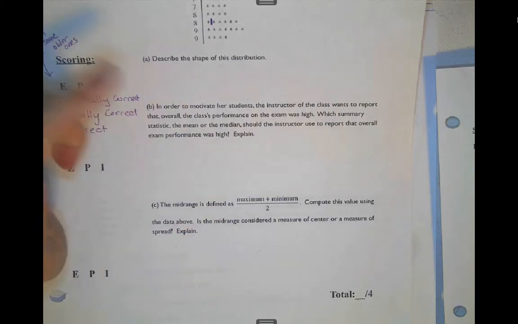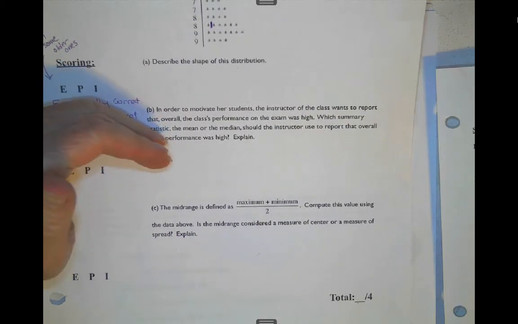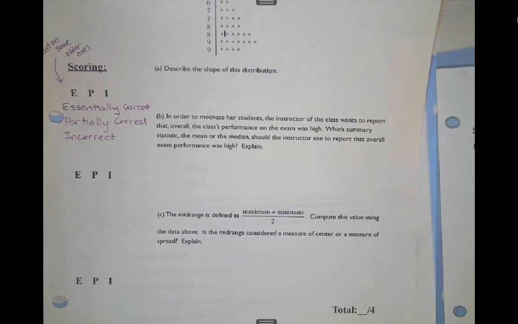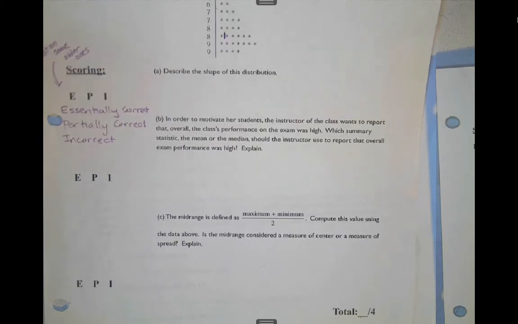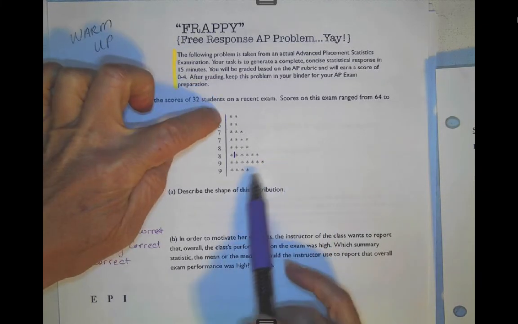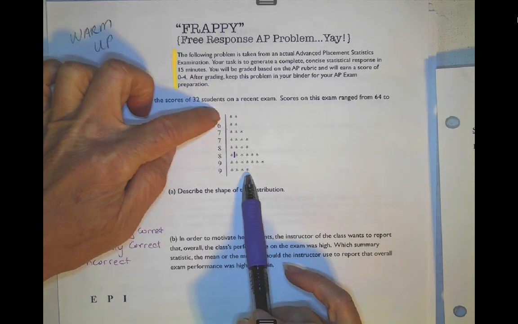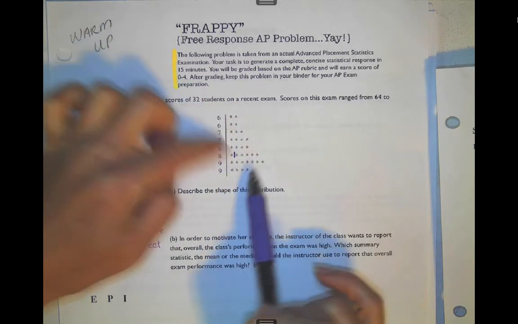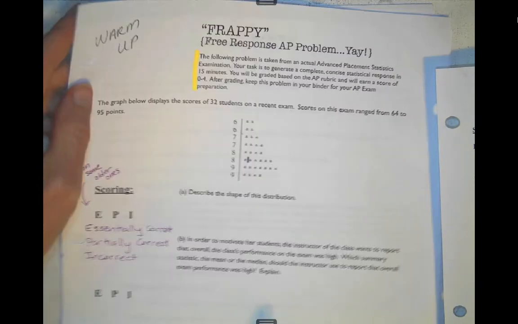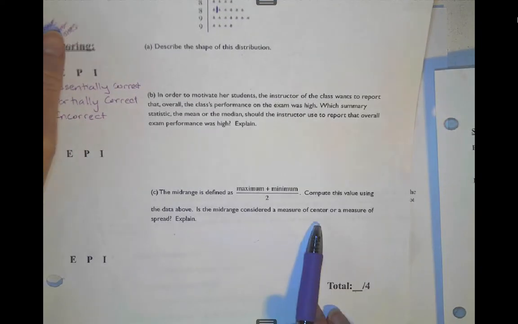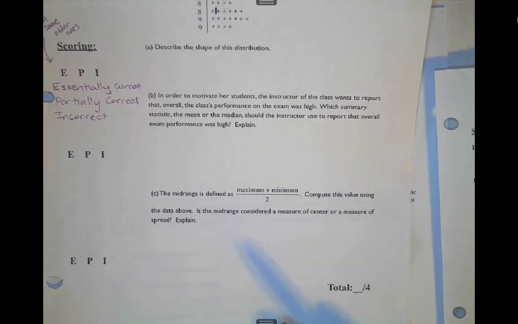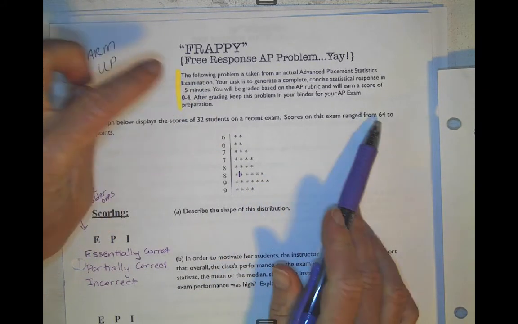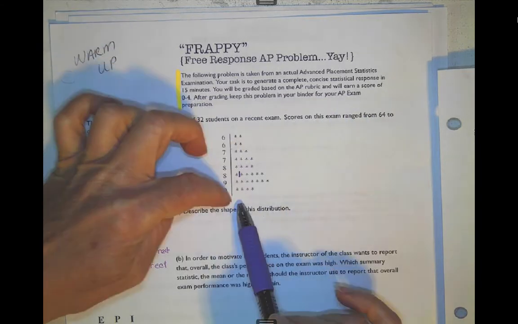So is the mid-range considered a measure of center or a measure of spread? Well, obviously, it's probably a measure of center because we haven't even gone over the measure of spread yet, but if you were not sure, think about what's happening here: we're just taking both extremes and averaging them. So we're just figuring out what the middle is. We're not really saying too much about the spread here. So the mid-range is considered a measure of center, and explain. My explanation can be just like what I just told you: all I'm doing is taking the upper value and the lower value and averaging them.